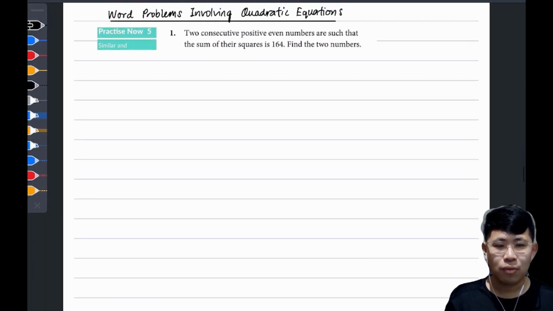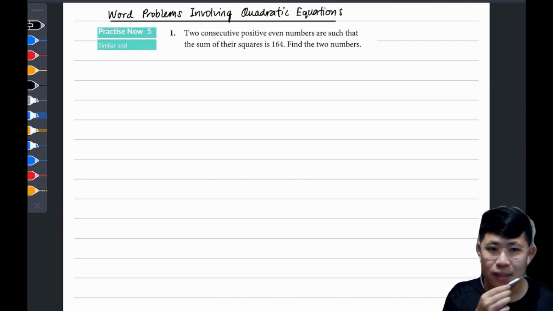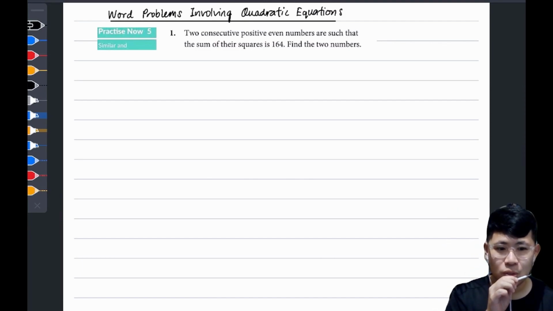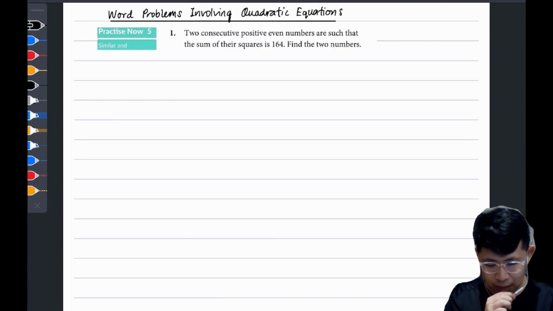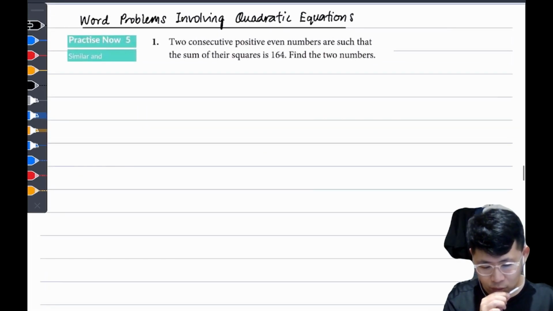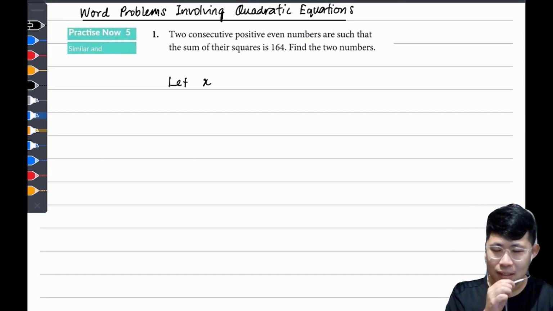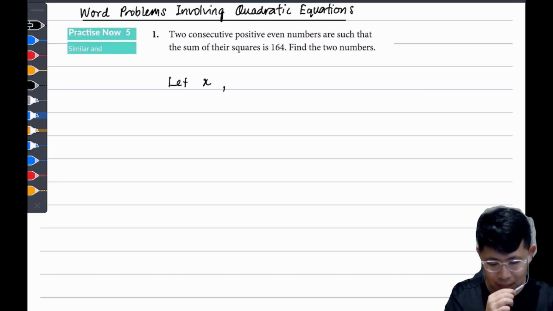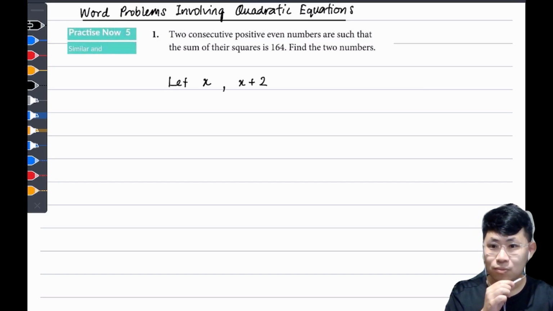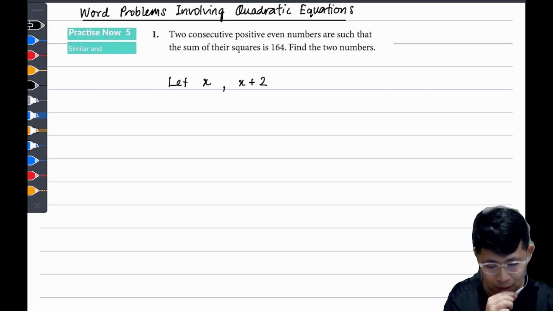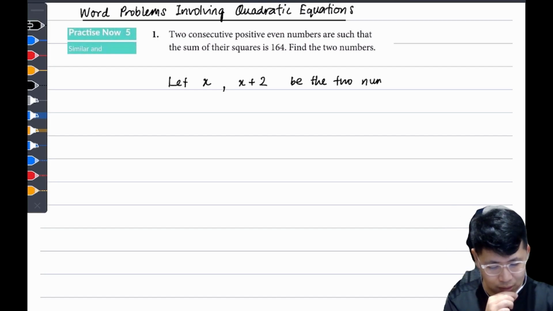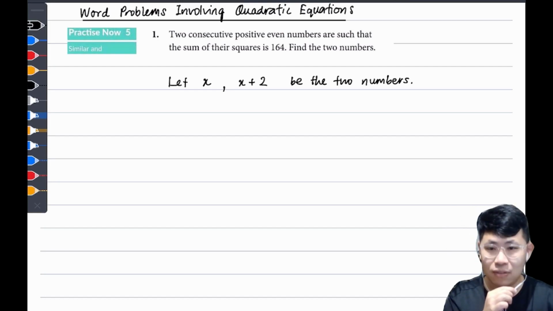Question 1: we have two consecutive positive even numbers such that the sum of their squares is 164. Find the two numbers. So we have two consecutive positive even numbers. What I'm going to do is let x be the first even number, and the next even number would be x plus 2. So x and x plus 2 will be the two even numbers.